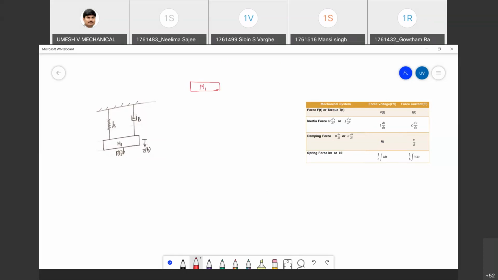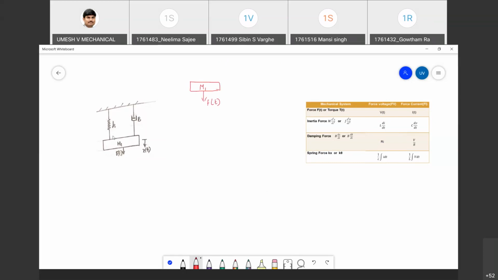Then, what is the force acting? Force acting in the downward direction. So look at the external force, whatever is given, first you apply. That will be f of t. Then what are the remaining elements connected to the mass? One is the spring, another will be the damper, no?